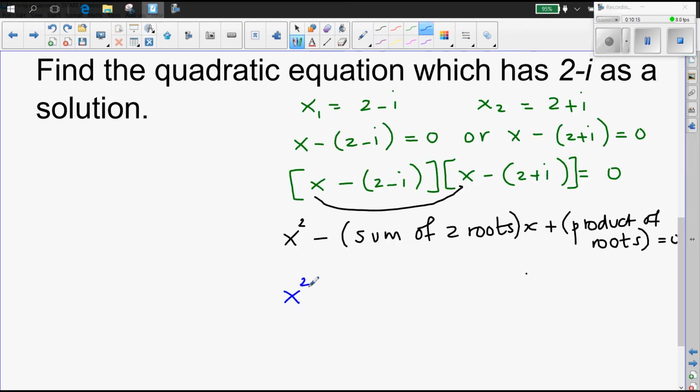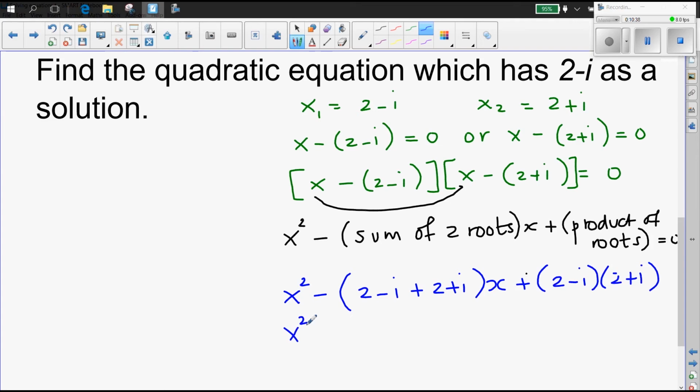Right, so let's continue. So we have x squared minus. Now the sum of my two roots is 2 minus i added to 2 plus i, and that's the coefficient of x. The product of my roots is going to be 2 minus i multiplied by 2 plus i. Adding like terms here, 2 plus 2 gives me 4, and my imaginary numbers cancel, so I have minus 4x. I multiply my constant, so I'm just going to open up a bracket here.